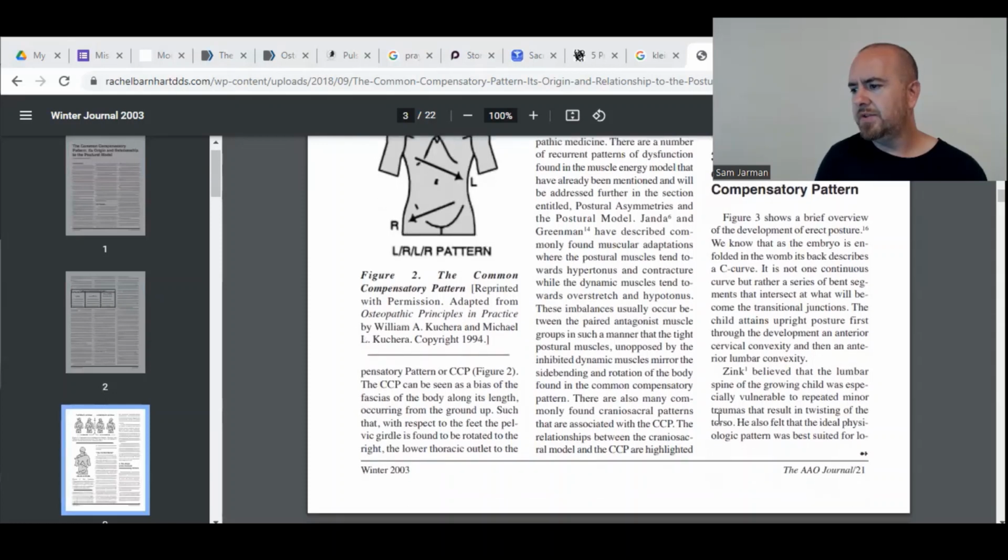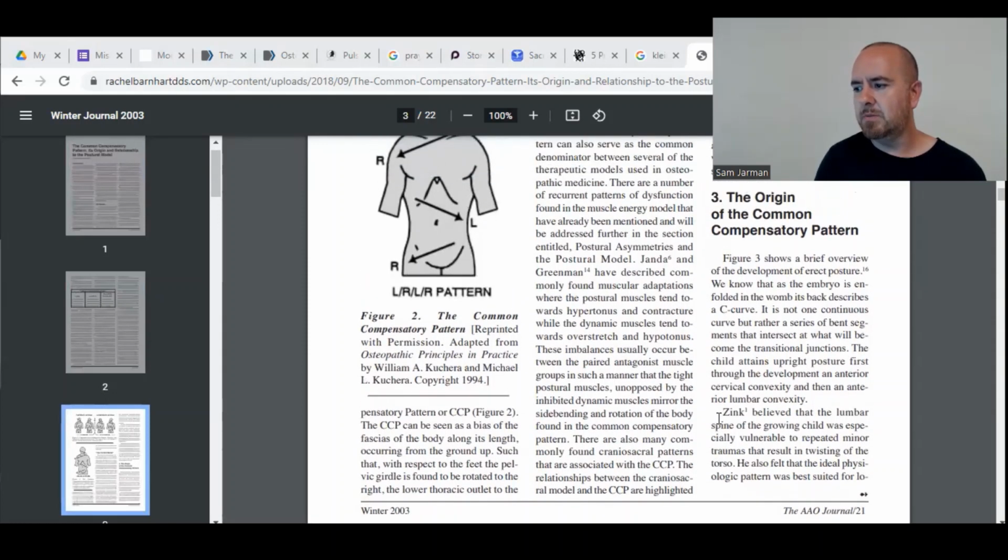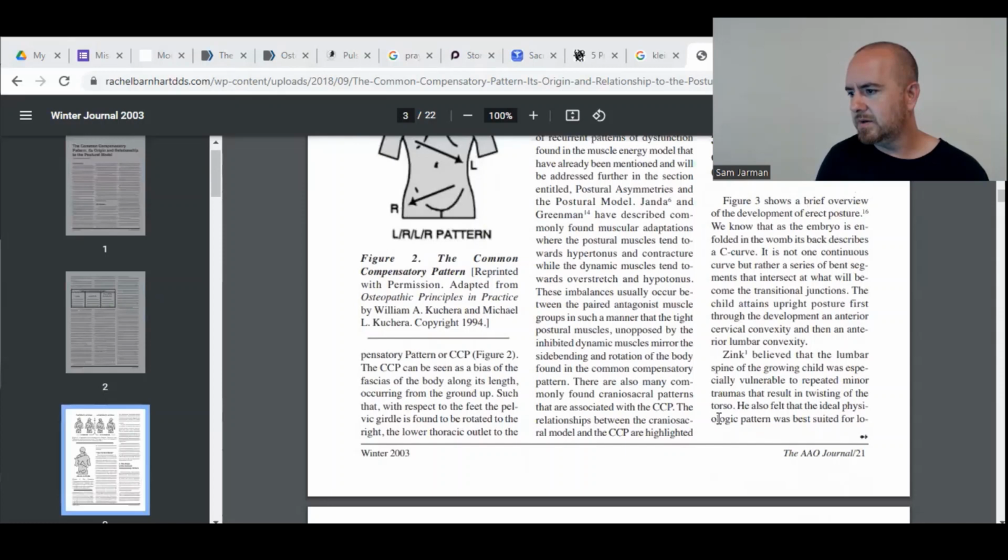Anyways, the origin of the common compensatory pattern. Figure 3 shows a brief overview of the development of erect posture. We know that as the embryo is enfolded in the womb, its back describes a C curve. Strange writing. It is not one continuous curve, but rather a series of bent segments that intersect at what will become the transitional junctions. The child attains upright posture first through the development of an anterior cervical convexity and then an anterior lumbar convexity.